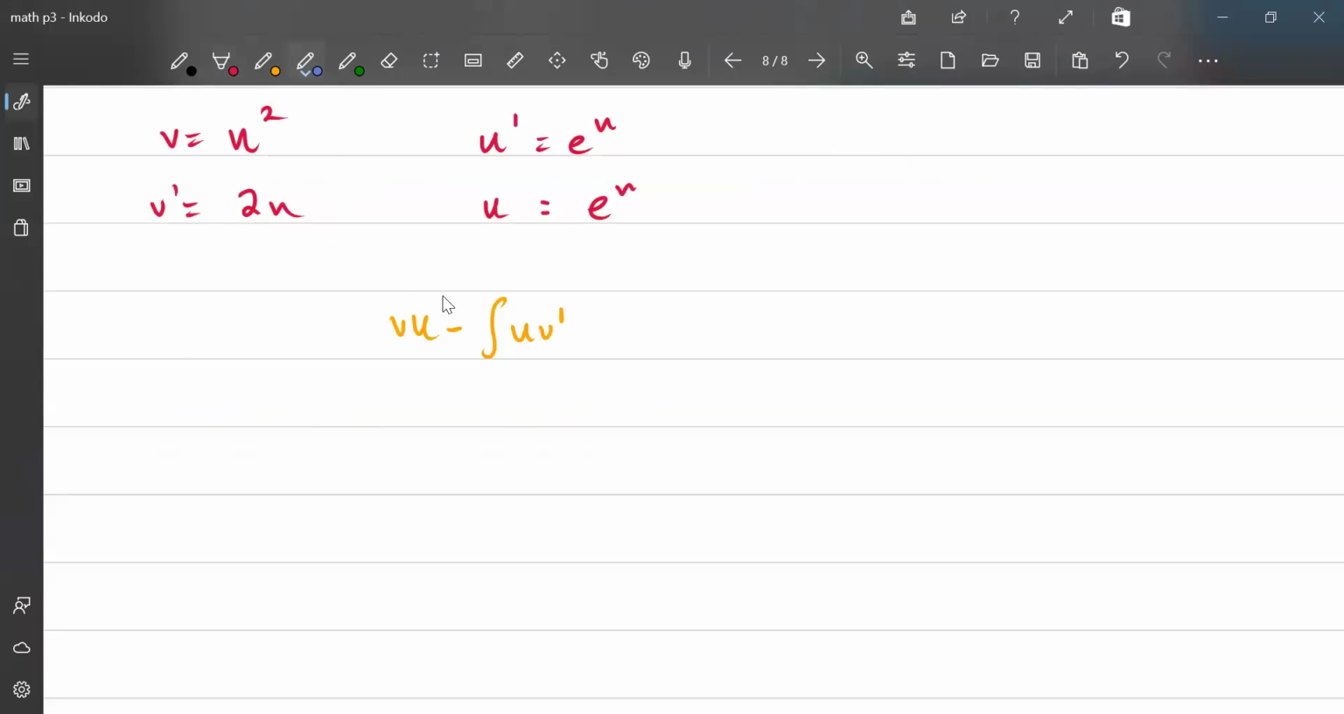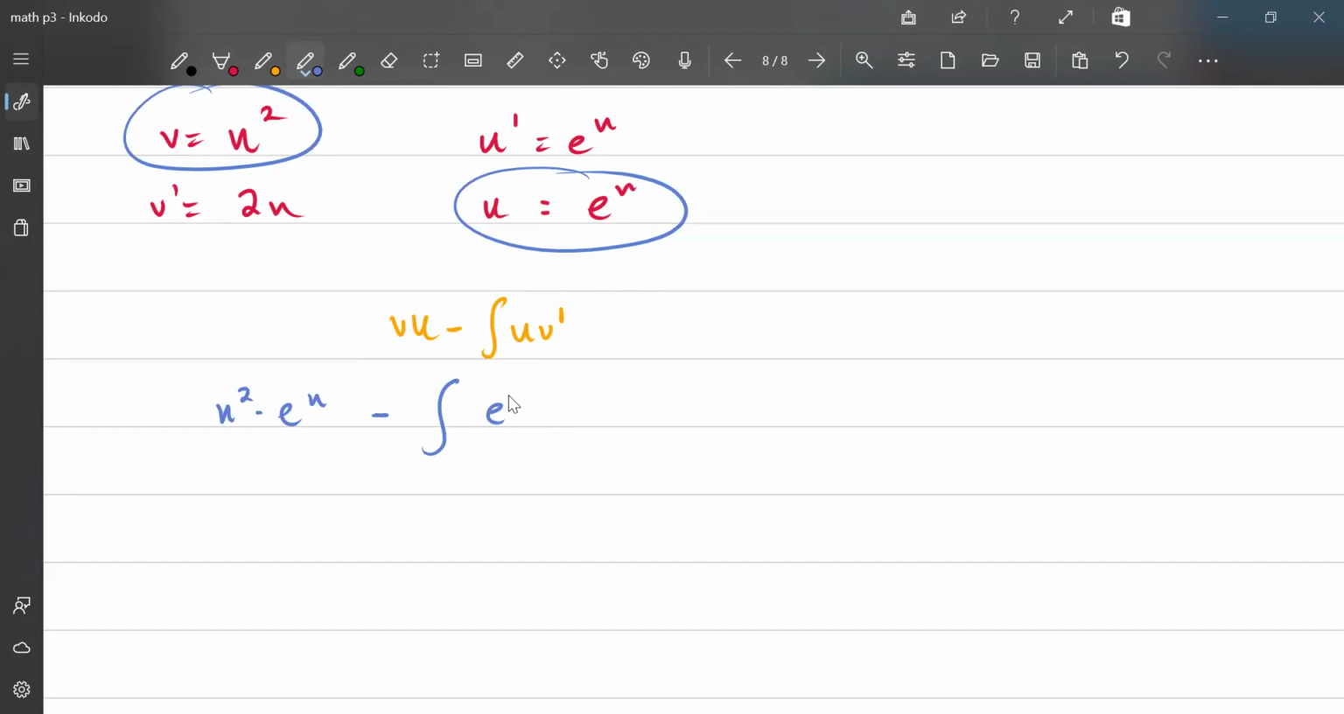So v is x square and vu is x square e to the power x, minus integral of u v dash, 2x. We can write it like this: integral of 2x e to the power x.